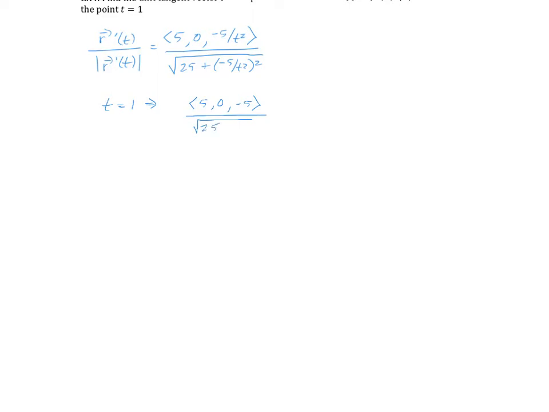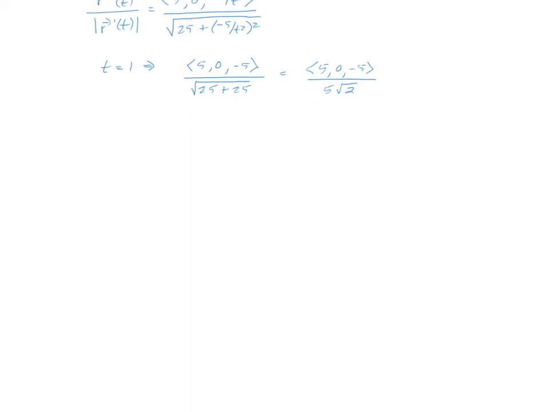If t is equal to 1, it's negative 5 squared, so 25. And that would give me the vector 5, 0, negative 5 over the square root of 50, which becomes 5 square root of 2. So you should simplify. And now I notice that the 5 in my vector and the 5 in the denominator can cancel, so I could actually write this in a simpler way.